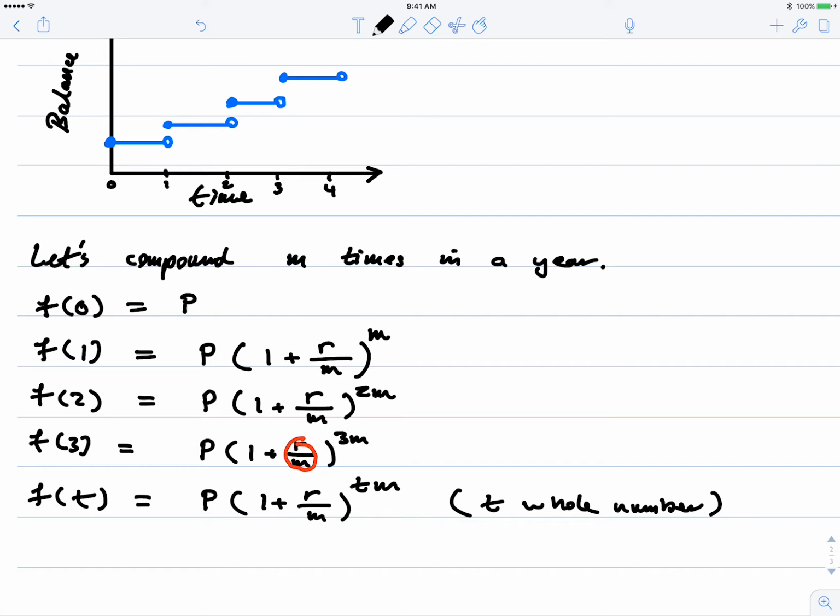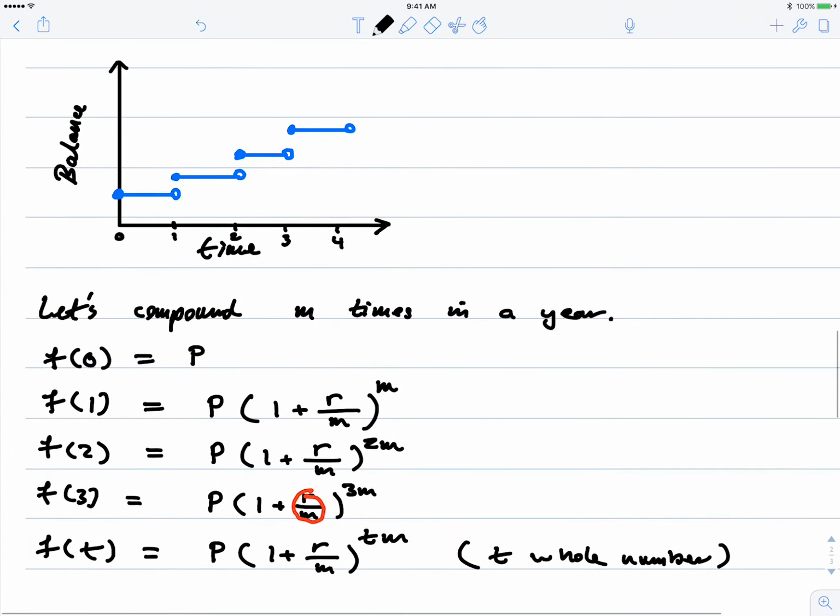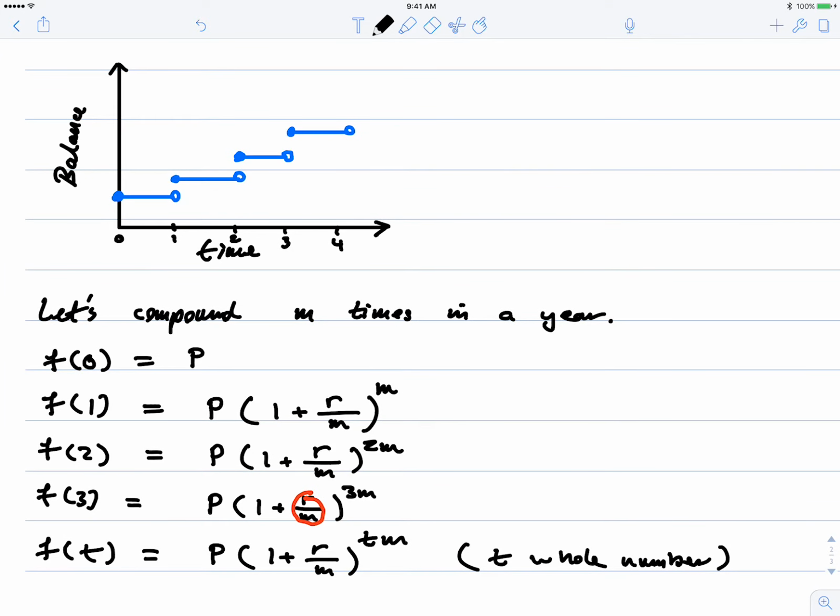That works. So imagine if I was now to try to graph the balance versus the time. It would look kind of similar to the graph above, but it would have more steps in it, essentially. It would kind of follow the same shape, but there would be more jumps. There would be a jump every mth of a year. So it would look a bit more continuous, maybe is what I'm saying.